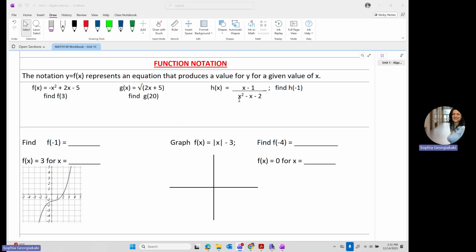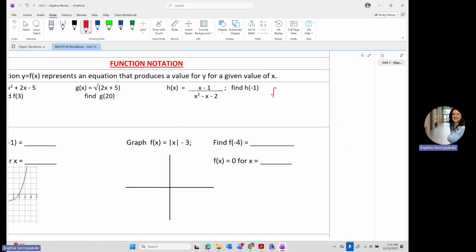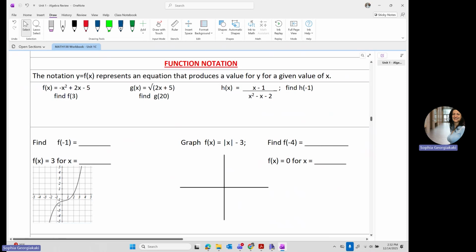So the function notation y equals f of x represents an equation that produces a value for y for a given value of x. Now this means that you cannot write f of x equals plus or minus the square root of x, something like that. This is not a function. A function must produce only one value for a given x, and this equation produces two values when x is equal to 9, for example. So once you see f of x equals something, you see the function notation, that automatically implies that this is the equation of a function.